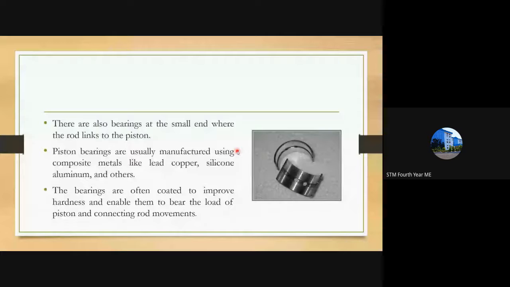This is the bearing, and it is made of materials such as lead, copper, silicon, aluminum, and other materials. Normally they are lead, copper, silicon, and aluminum.